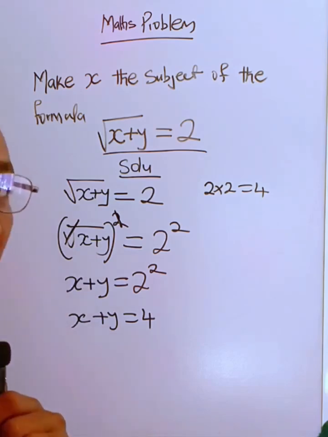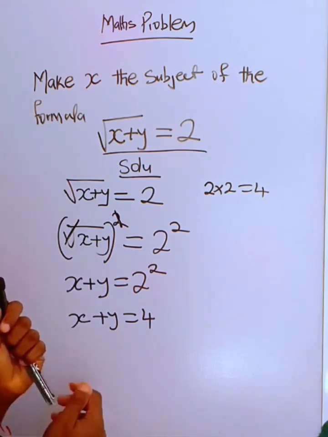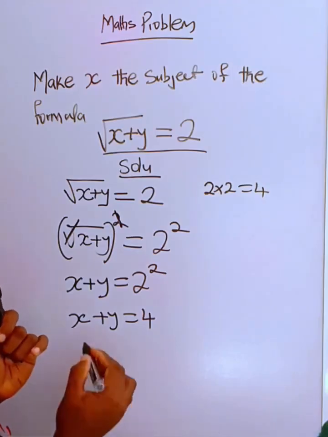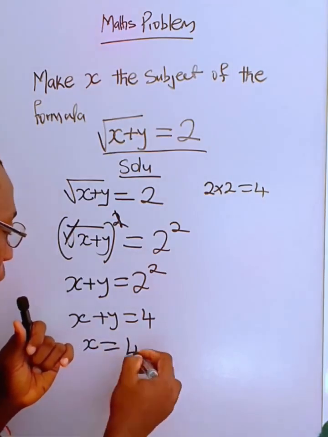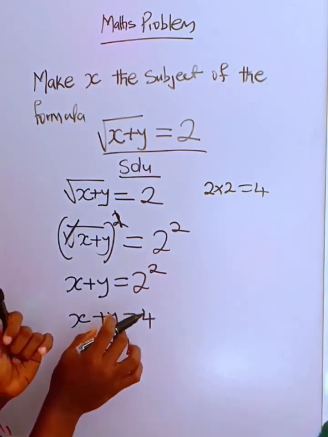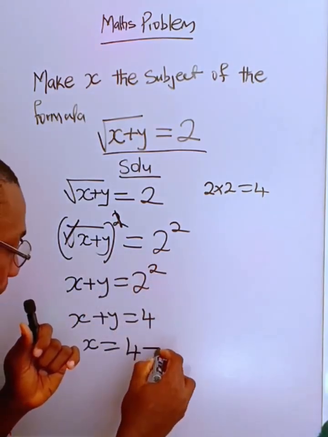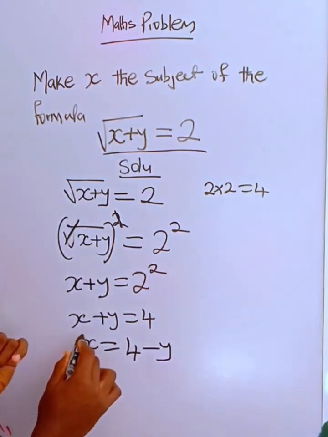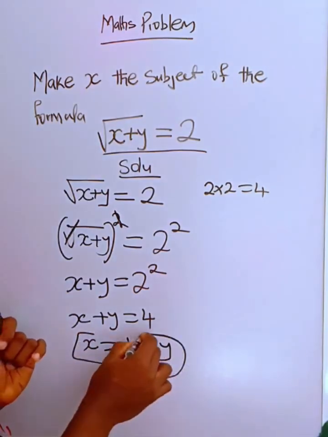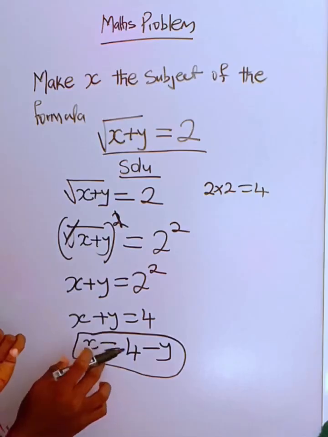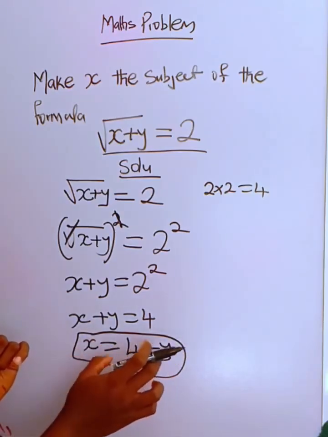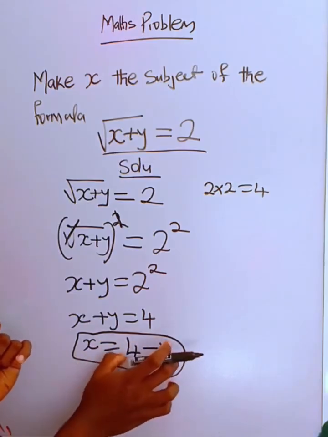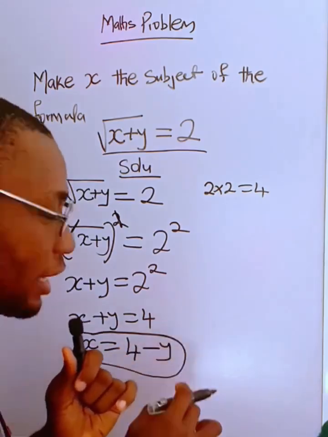Have we succeeded? No. We need to make x the subject of formula. So for us to do that, we will now say x equals 4 plus y crosses equality sign becomes minus y. This is the answer. We have made x the subject of the formula. X is now on its own and every other thing in the equation is now grouped together.